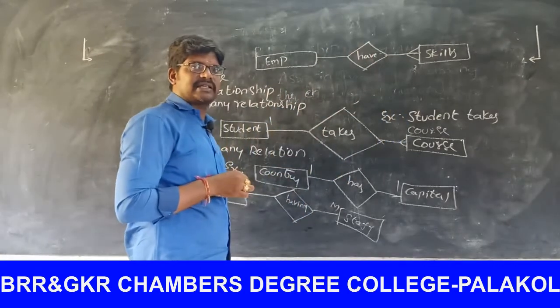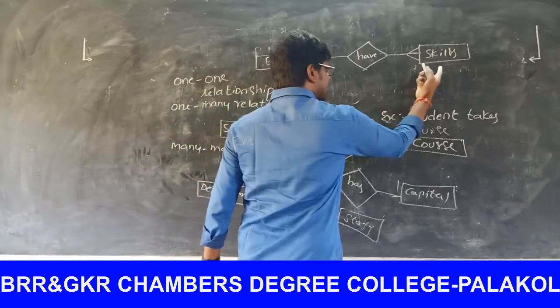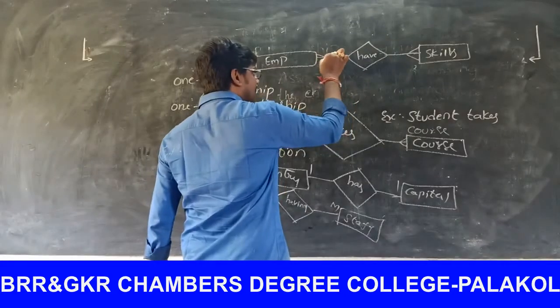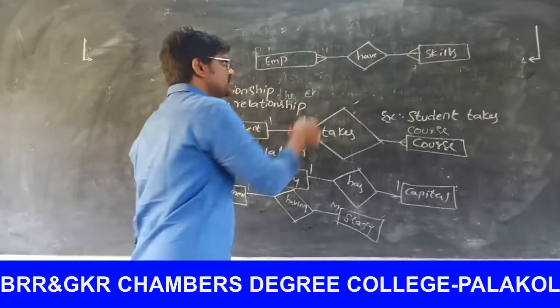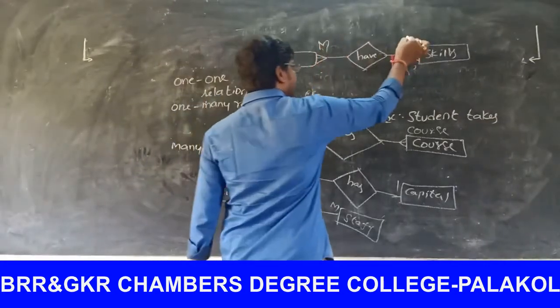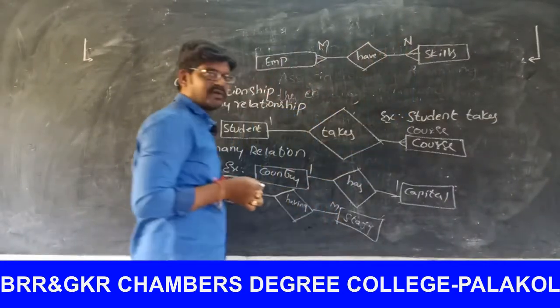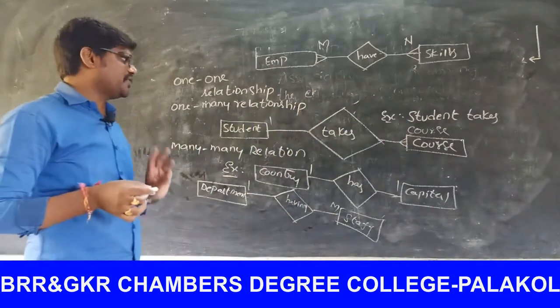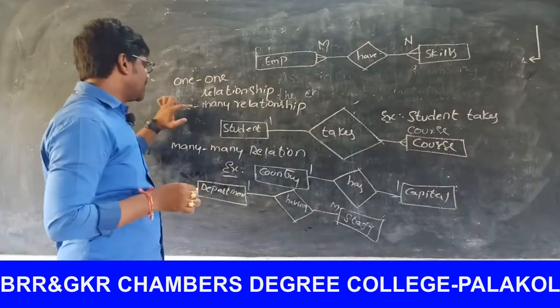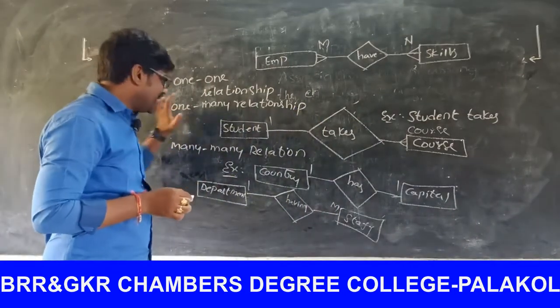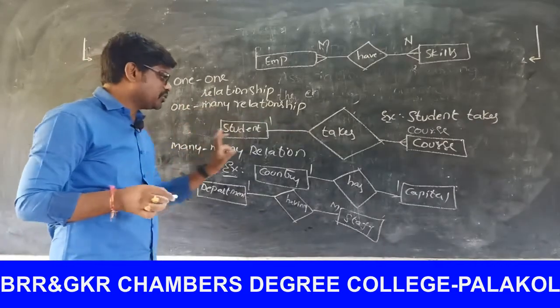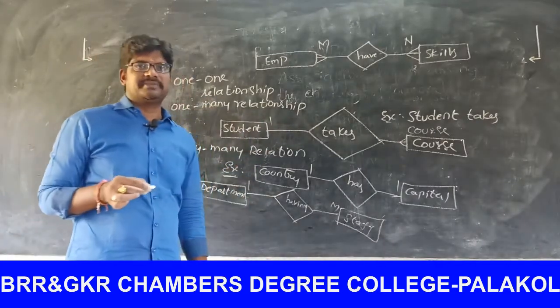Every employee has many skills. Many skills having many employees. So many to many representation. Okay. So there are three types of relationships: one to one relationship, one to many relationship, many to many relationship.